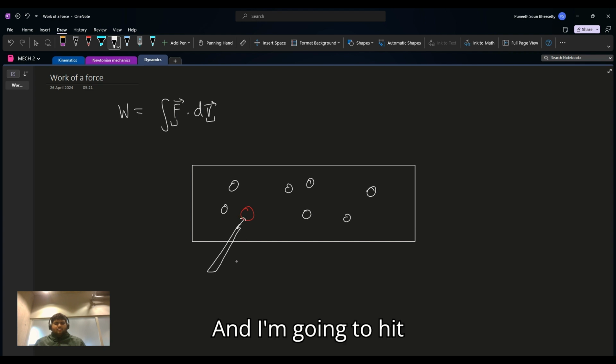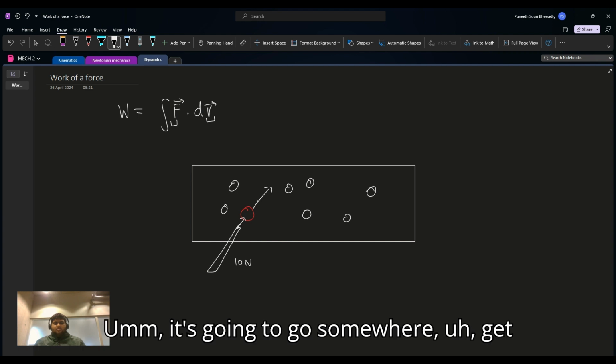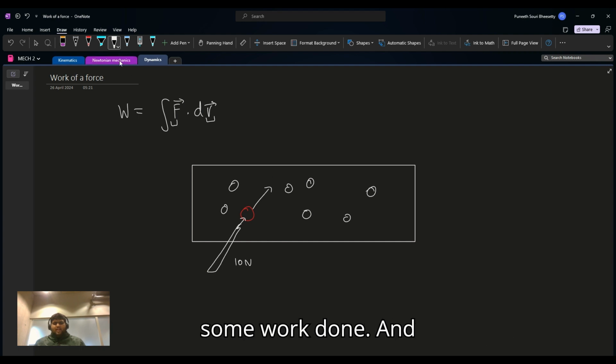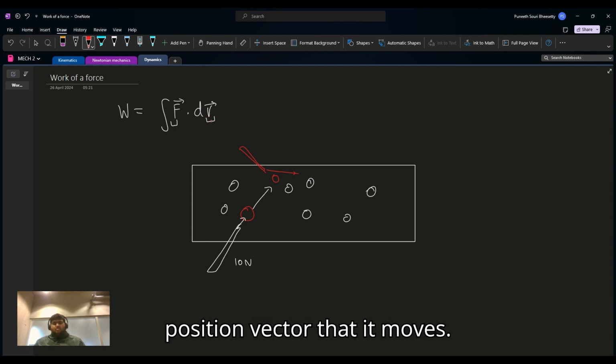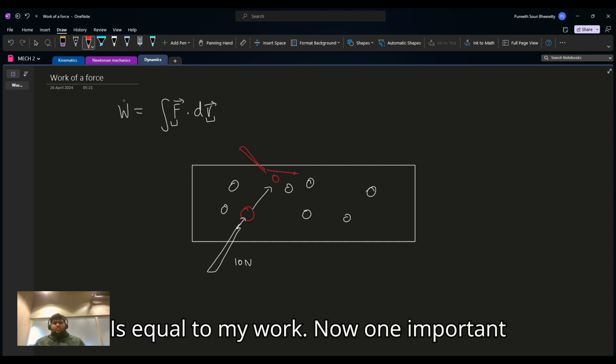I'm going to hit this first with a force of 10 newtons. It's going to go somewhere, get some work done. And from here on, I'm going to hit it again with some other force. So it's literally the sum of all forces times the total addition of the position vector that it moves, which is equal to my work.